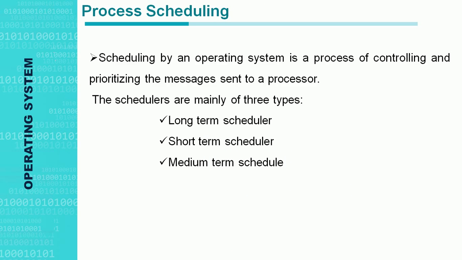Next, process scheduling. Scheduling is a very important concept in the operating system. It is the process of controlling and prioritizing the messages sent to the process. Here there are three types of schedulers available in the operating system: long-term scheduler, short-term scheduler and medium-term scheduler.